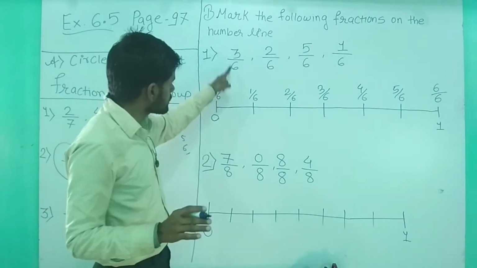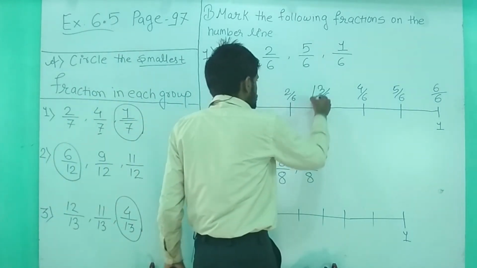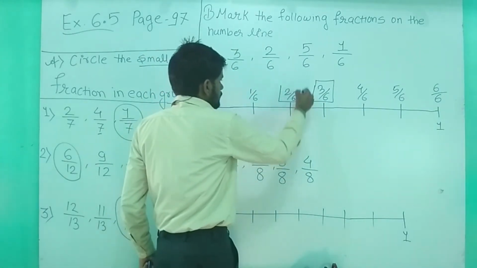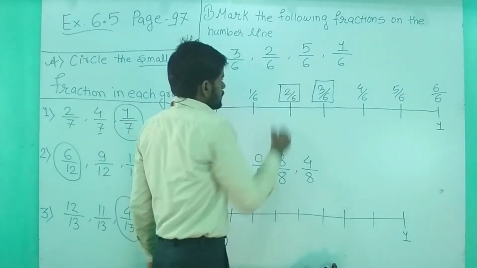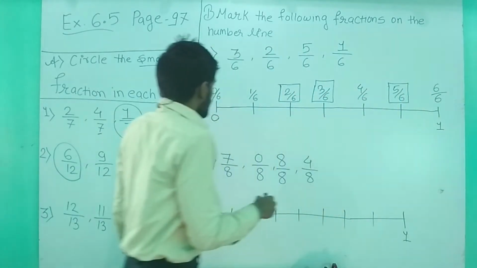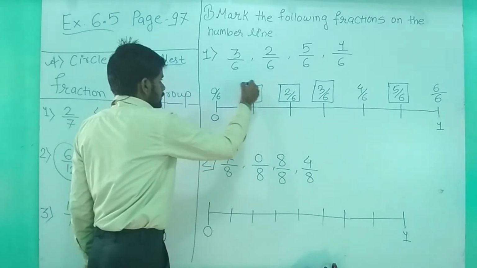So listen, 3 by 6 कहां पर है? ये 3 by 6 है. Write 3 by 6 at its proper place. 2 by 6 is here. It is 2 by 6. And where is 5 by 6? It is 5 by 6. And this is 1 by 6.